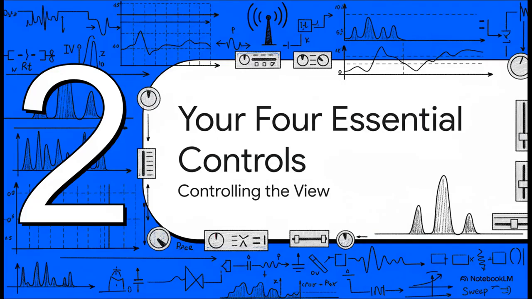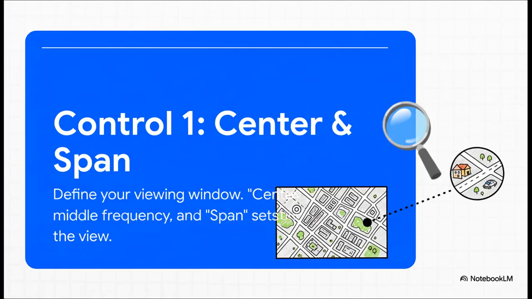Okay, that is enough theory for now. Let's get practical. How do you actually drive this thing? We're going to go over the 4 essential settings you absolutely need to master to navigate the spectrum. First up, you've got center and span. This is your basic navigation. Think of it like a map. Center frequency sets the middle of your screen, and span sets how wide your view is.